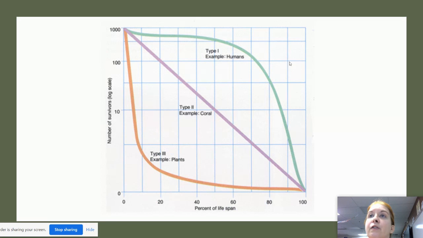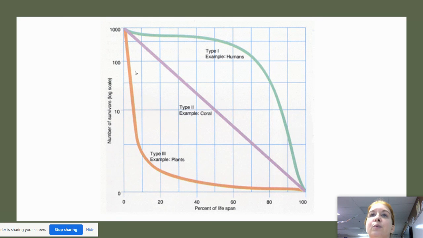So here are the survivorship curves that we're going to do a lab on this week. So here, humans would be a type 1 survivorship curve. Most of us live until an old age, and then we tend to die off fairly quickly. Things like coral have a steady rate of death. I don't know why, they just do.